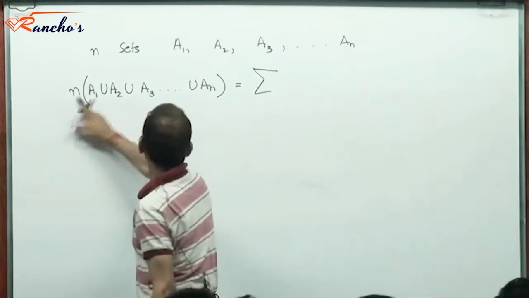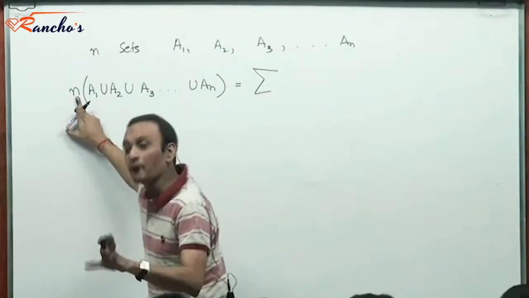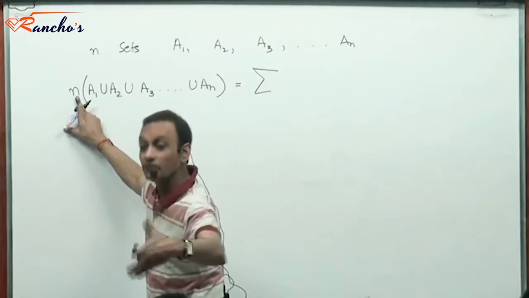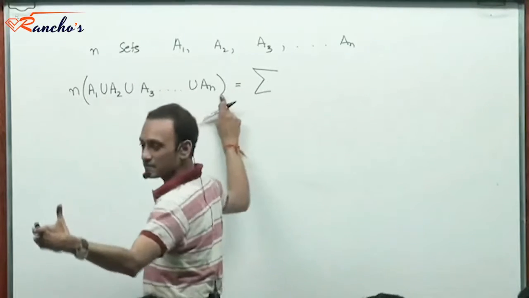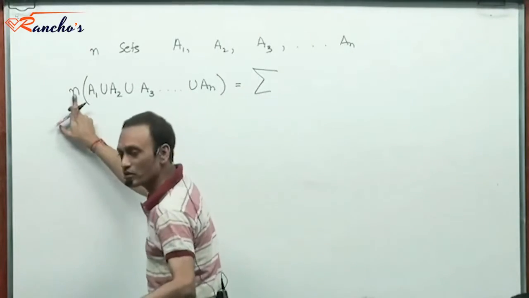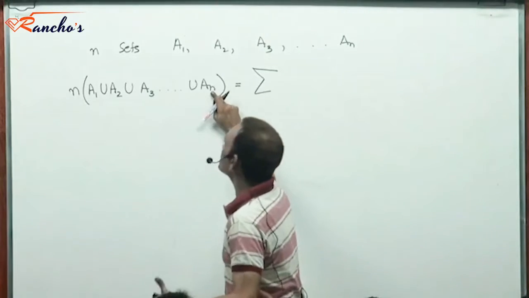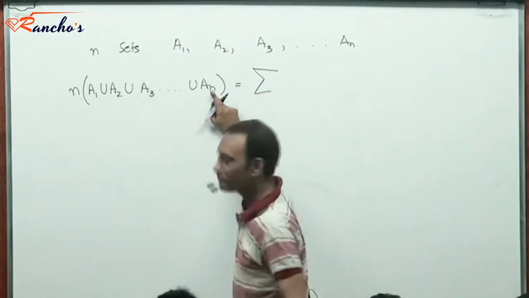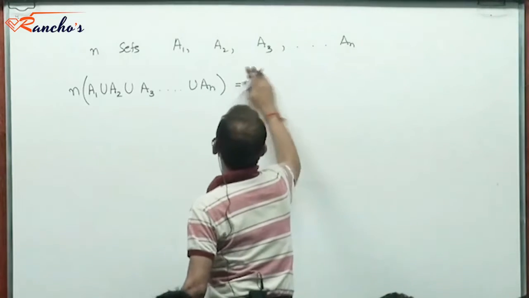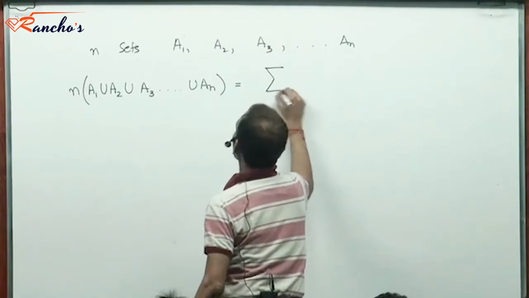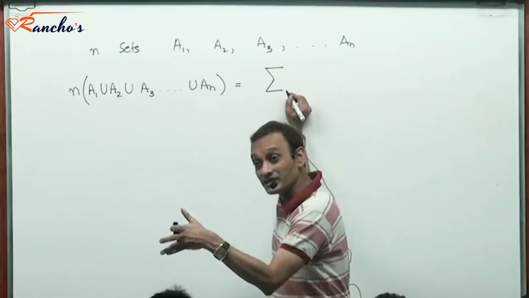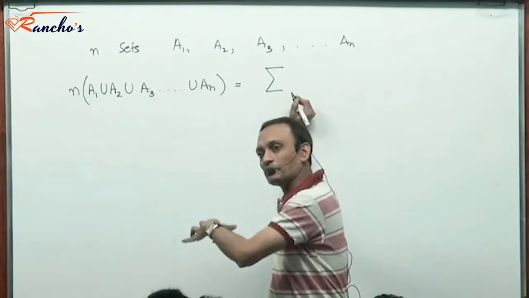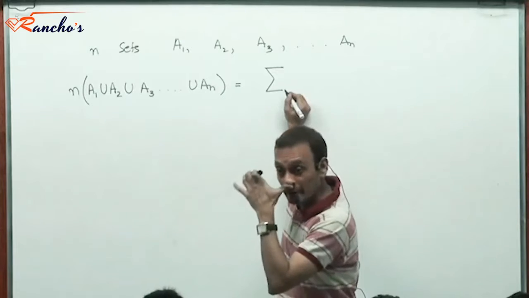However, this n is not the same as this n. This just means number of elements in this set. This only means number of elements. This is the set subscript. An is the number of sets. Different, right? So the first summation would involve n(A1), number of elements in A1, plus n(A2), number of elements in A2, plus n(A3), number of elements in A3, and so on and so forth, right?